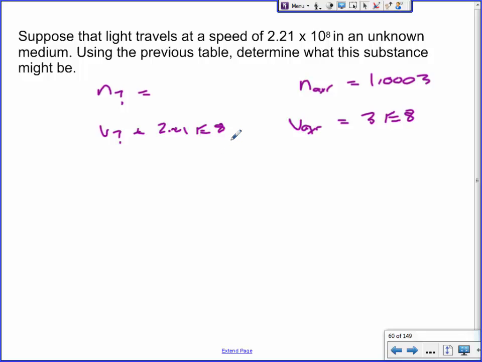Do you guys see how we actually do have enough information to solve this question? It didn't appear like we did, but we do. So, velocity 1 over velocity 2 equals n2 over n1. I just got to pick one of them to be 2 and one of them to be 1 and just stick with it. So why don't we make the unknown stuff the 1s? And let's let air be the 2s.